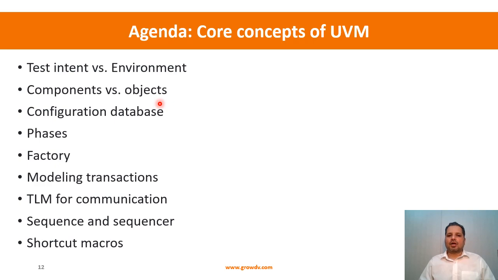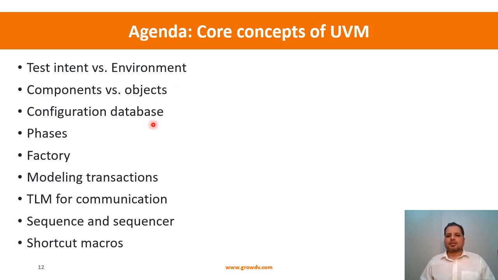And then you have the concept of components versus objects, which we have seen a little bit. Components remain throughout the duration of the test. They get created once and remain throughout the duration of the test and perform the intended functionality, whereas objects get created again and again, multiple of them, they get randomized, they get used, and then they get destroyed.